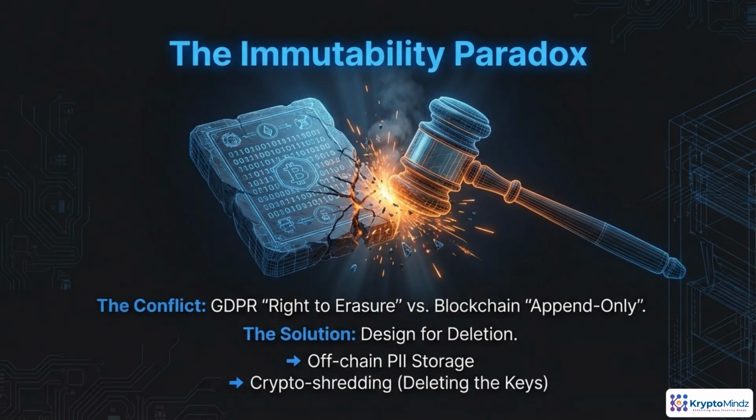Immutability is a feature we usually celebrate in blockchain, but in regulated environments, it immediately collides with laws like GDPR that grant people a right to be forgotten. How can data be erasable when the ledger is designed to be append-only and permanent? The key principle is, don't fight the law with technology. Instead, design for deletion from day one by keeping personal data off-chain and making it practically unrecoverable through key destruction.